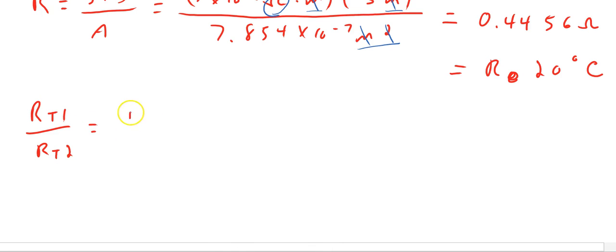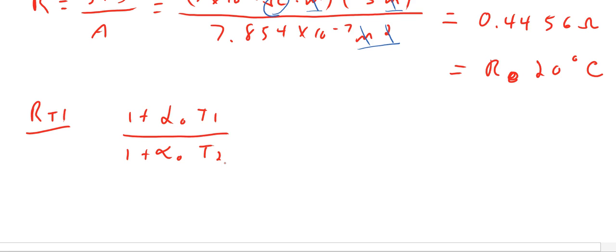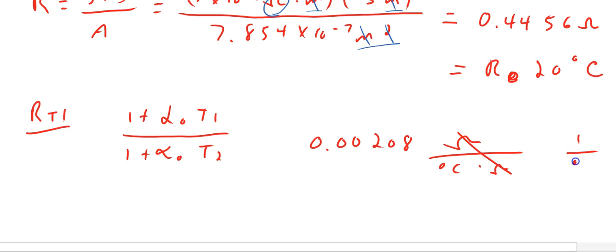Now, if we wish to determine the resistance at 40 degrees C, we can say RT1 over RT2 equals 1 plus alpha 0 times T1 over 1 plus alpha 0 times T2. And alpha is the temperature coefficient, which for brass we will find is 0.00208, and the unit is ohms over degrees C times ohms, which we might agree is 1 over degrees C, or equivalent to that anyway.